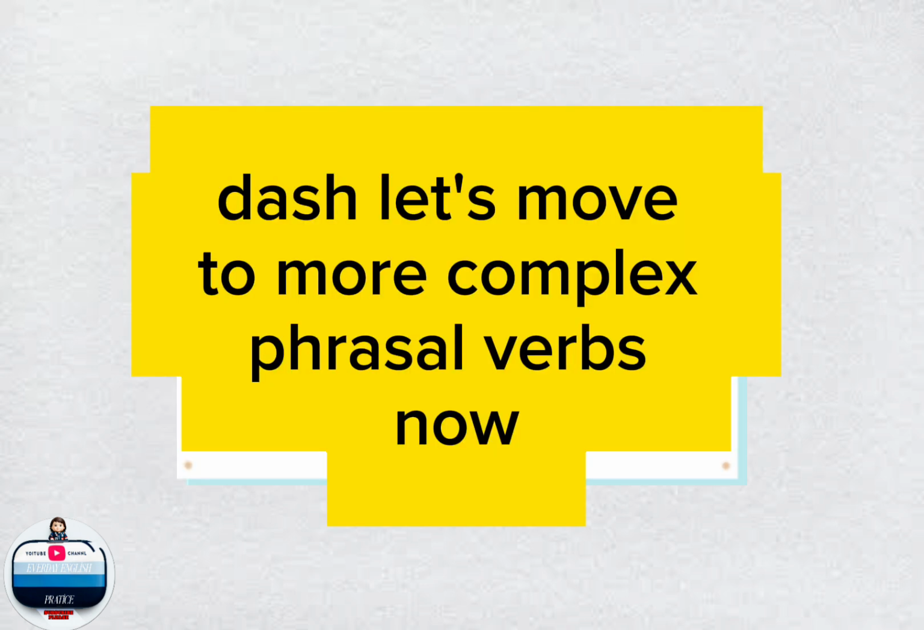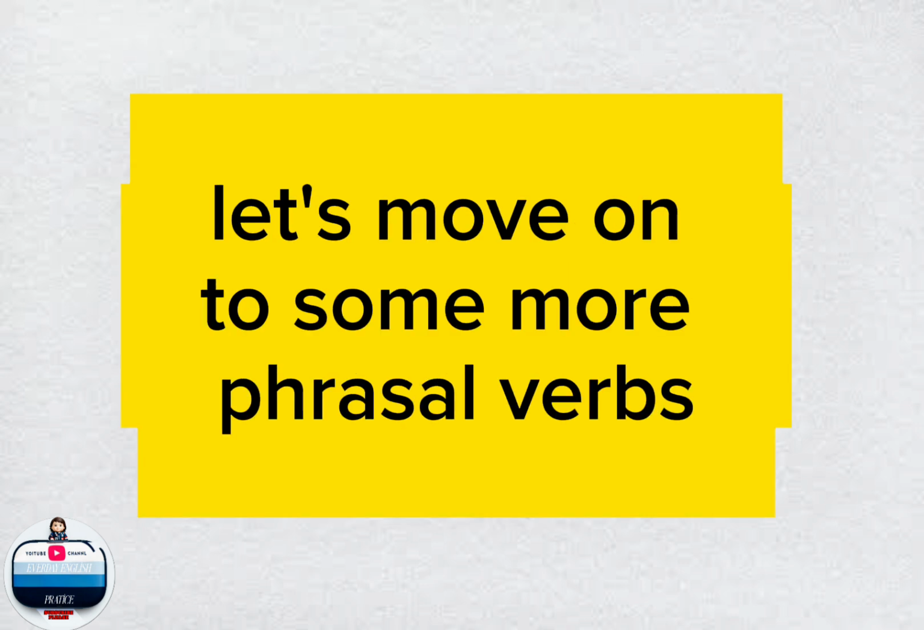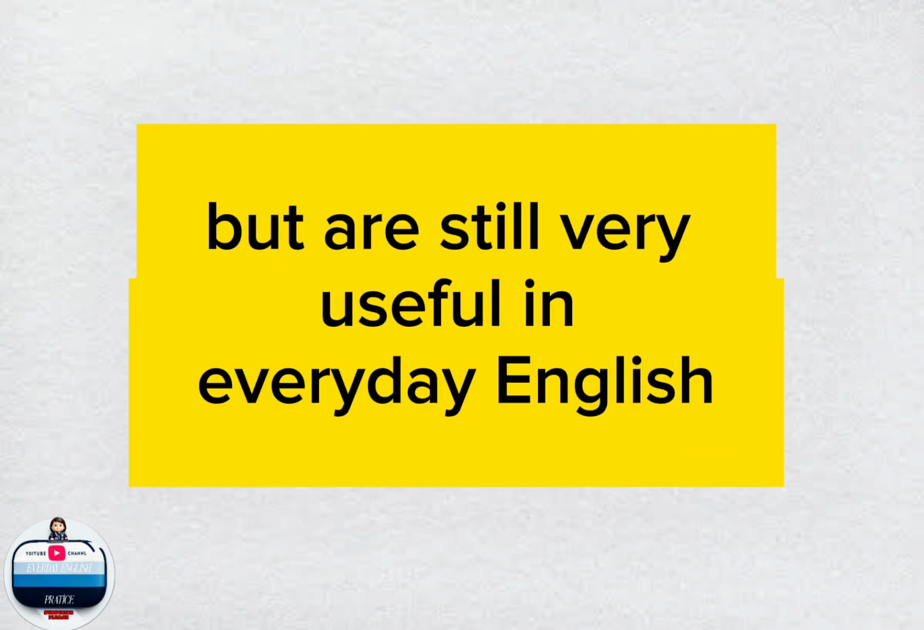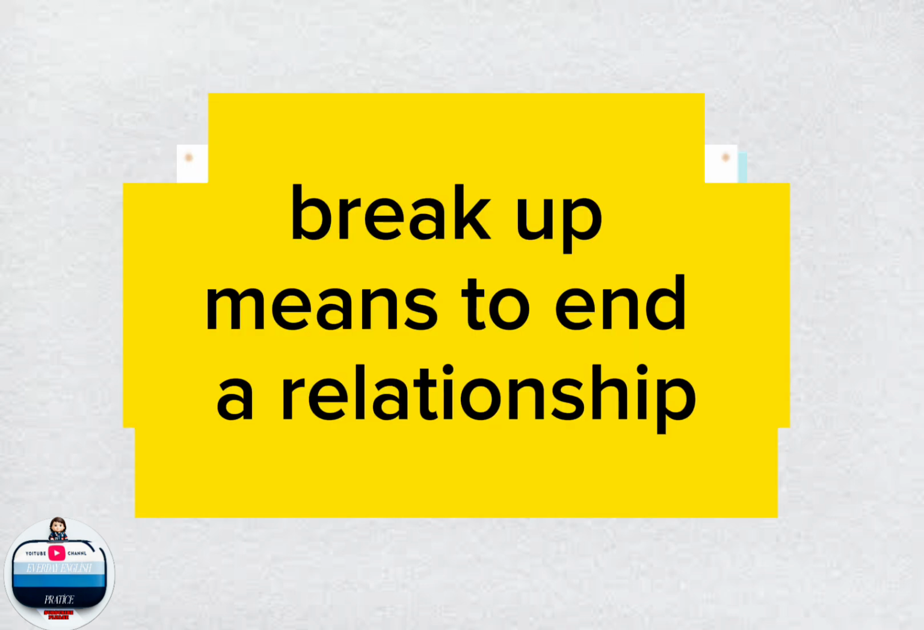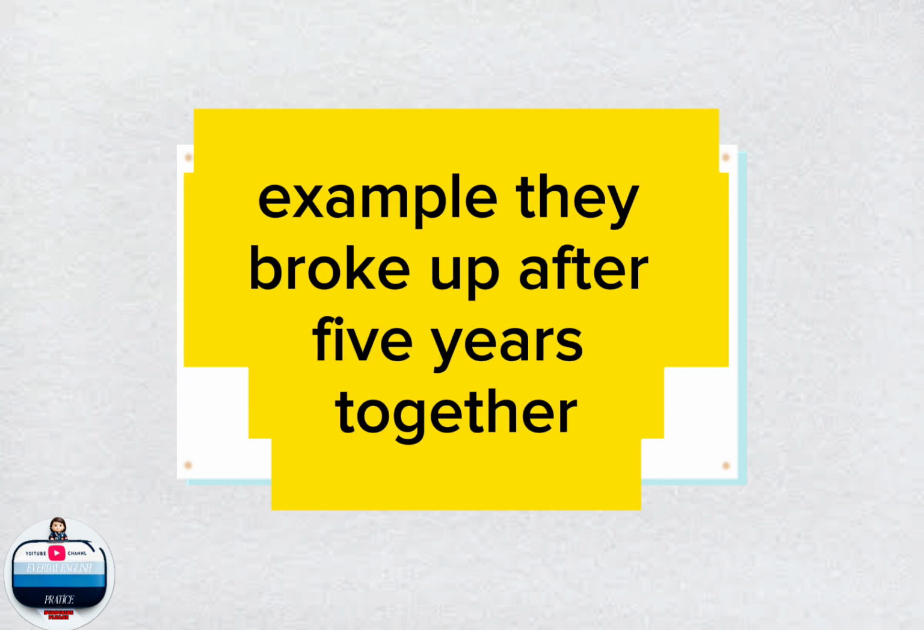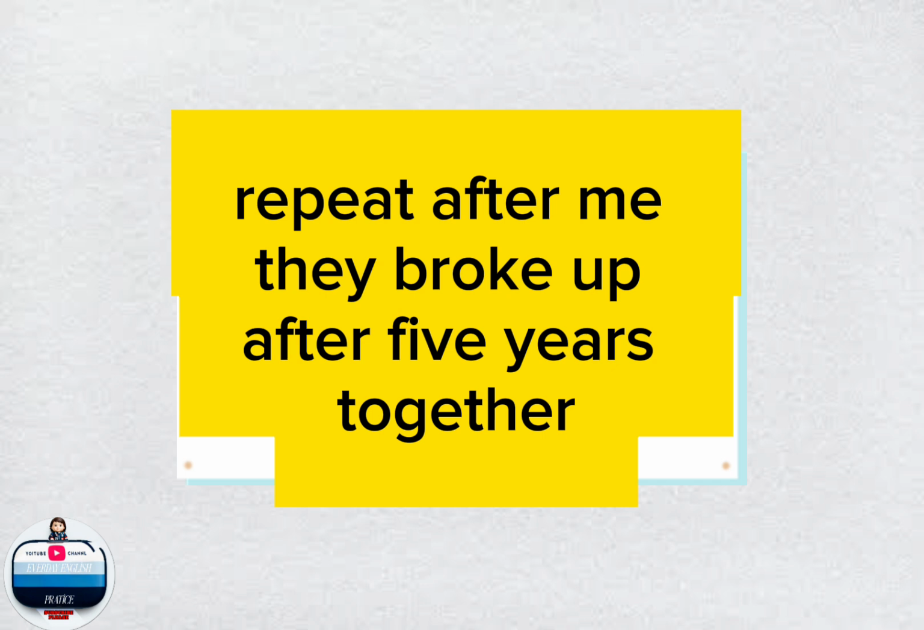Let's move to more complex phrasal verbs. Now, let's move on to some more phrasal verbs that might be a little trickier but are still very useful in everyday English. Break up means to end a relationship. It can refer to romantic relationships or friendships. Example, they broke up after 5 years together. Repeat after me. They broke up after 5 years together.